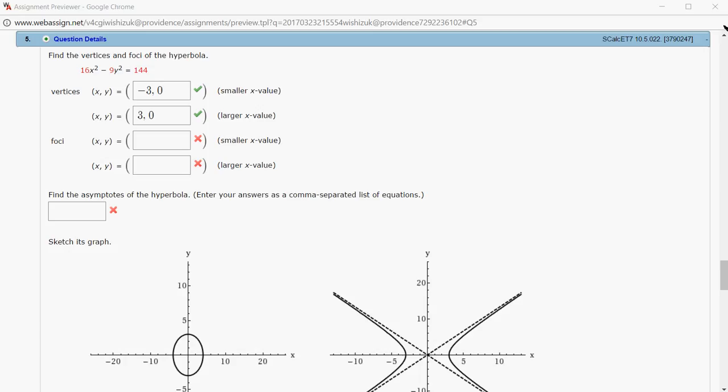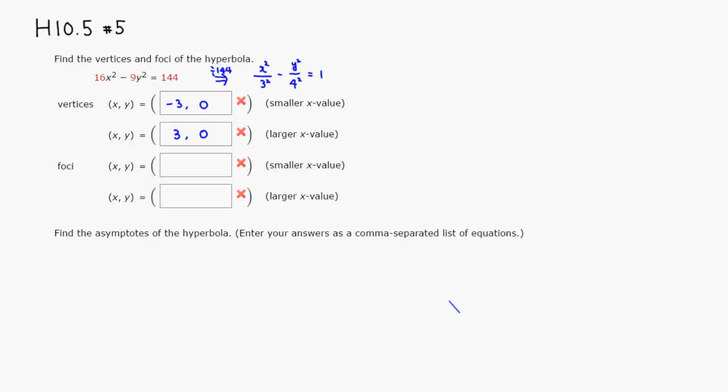I came back and we got the vertices correctly. Now we want the foci, so we have to find a c value. Remember that for a hyperbola, c squared is equal to a squared, which is 3 squared, plus b squared, 4 squared, which is 9 plus 16, so it's 25. So c is going to be 5, taking the square root.